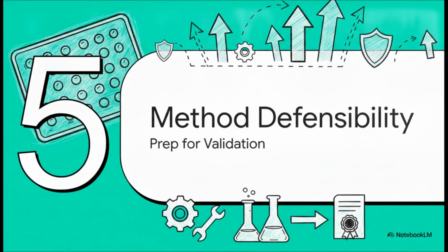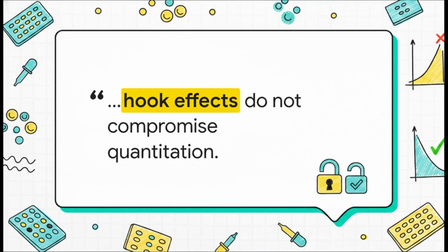Let's bring it all home with Section 5, Designing for Method Defensibility, Preparing for Validation. We really need to elevate the conversation right now from simple bench fixes to the crucial realm of regulatory validation. Consider the strict FDA and ICH guidance for ligand-binding assays. They explicitly call for assessing dilution-related behavior and demonstrating that prozone or hook effects do not compromise quantitation. They are literally spelling it out for us.